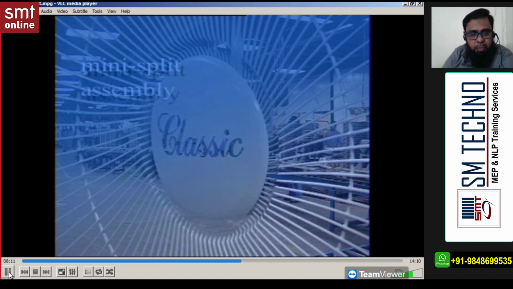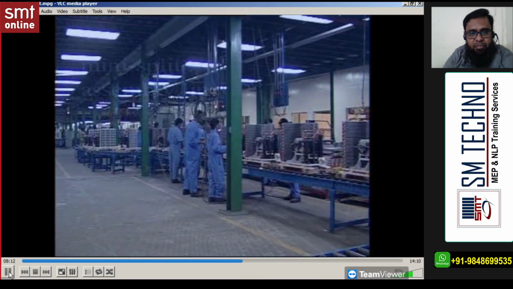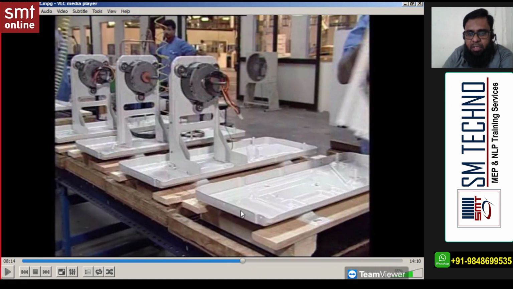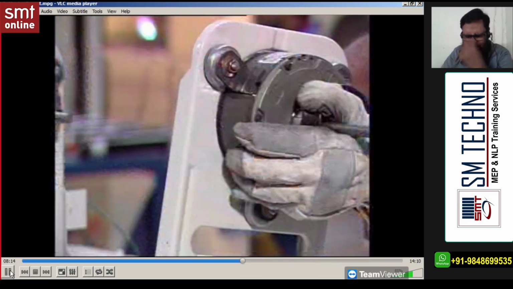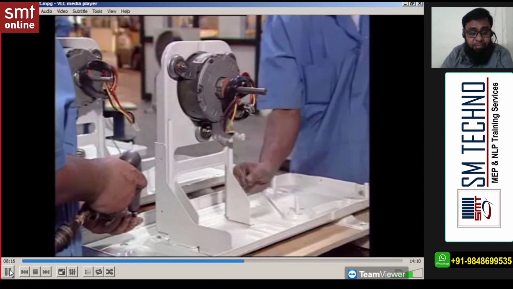Mini split or split. All previous processes feed into the mini split assembly line, where you see this is the base of the outdoor unit. Indoor and outdoor units are assembled and tested.